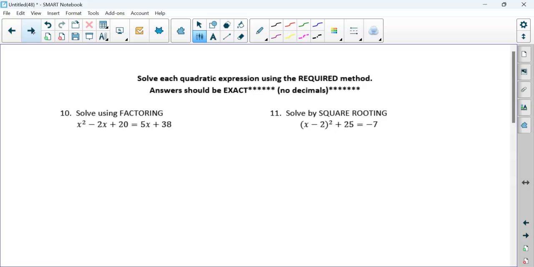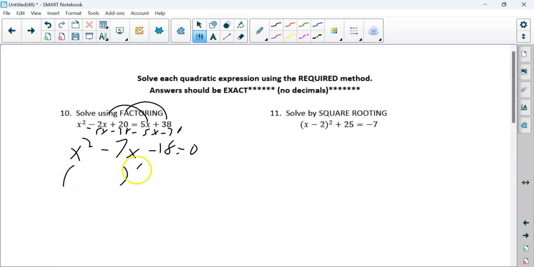And a review of factoring. So here we need to subtract 5x and subtract 38, which is going to give us x squared minus 7x, negative 2 minus 5 is negative 7. 20 minus 38 is negative 18. Now again, if you need to show the work here, you know what you need to do.